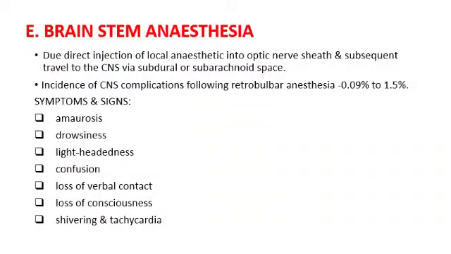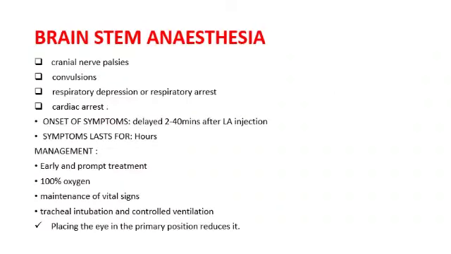Signs and symptoms are amaurosis, drowsiness, lightheadedness, confusion, loss of verbal contact, loss of consciousness, shivering, and tachycardia. Cranial nerve palsies can be there, convulsions can occur, respiratory depression or respiratory arrest, cardiac arrest can occur. The onset of symptoms is delayed 2 to 40 minutes after local anesthetic injection and lasts for hours. The management is early and prompt treatment, 100% oxygen, maintenance of vital signs, endotracheal intubation and controlled ventilation, and placing the eye in primary position.